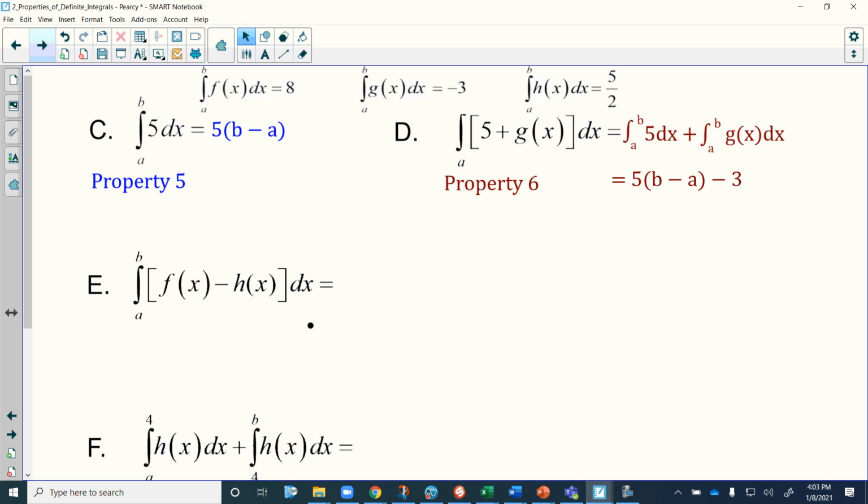And E is basically the same thing as D, where we have the sum, or in this case, the difference of two functions. So I'm going to say the integration of function f minus the integration of function h, both along the interval from a to b. So here we have 8, which was given to me, minus the 5/2, which again was given to me, and we just take the difference of those, and we have 11/2.